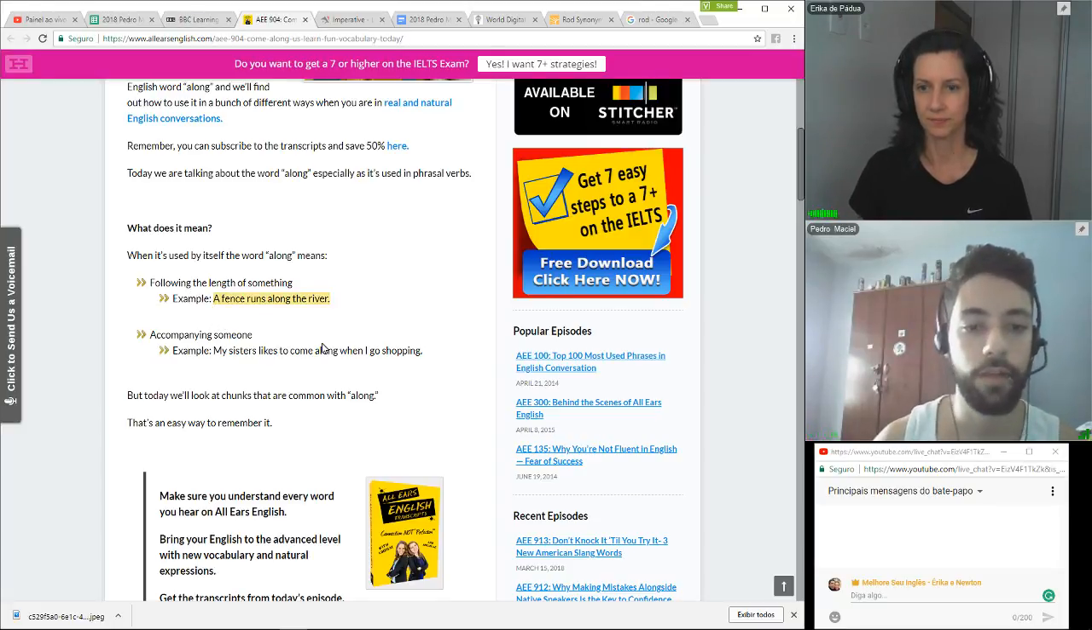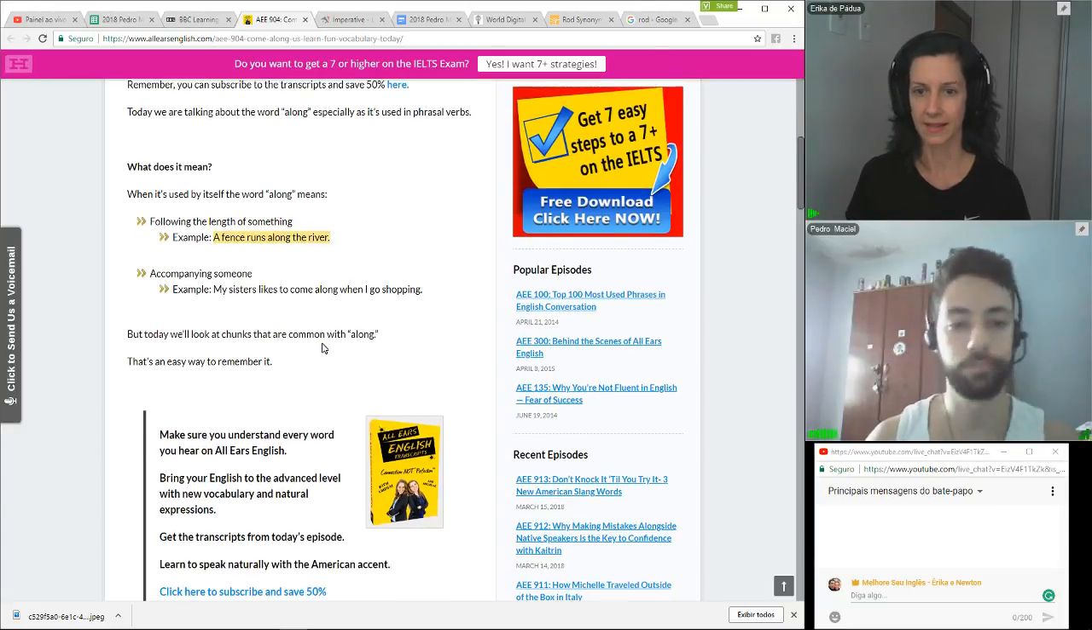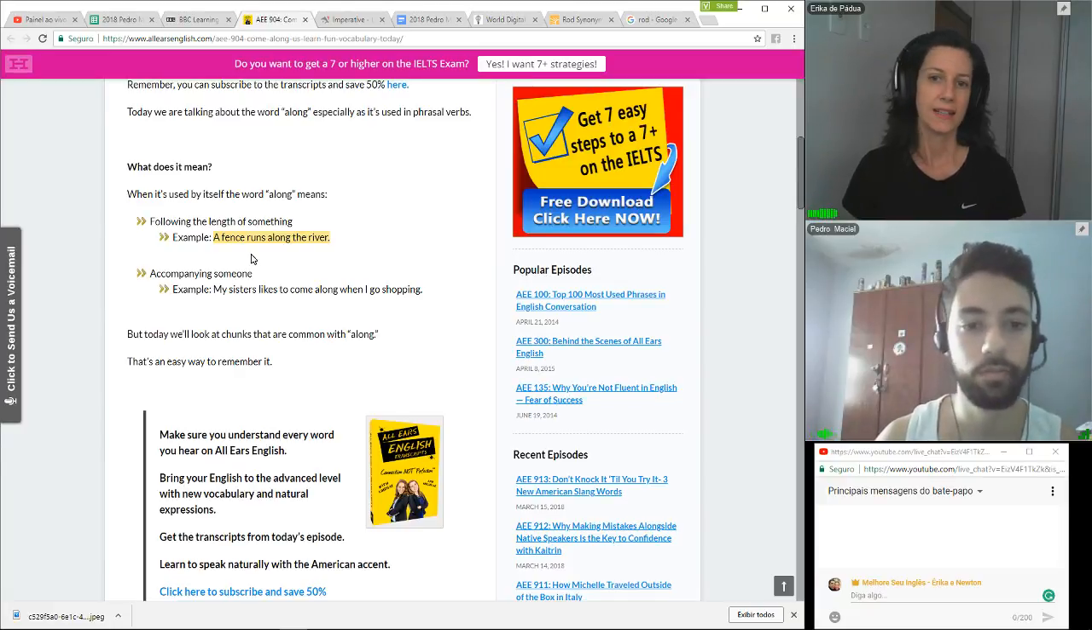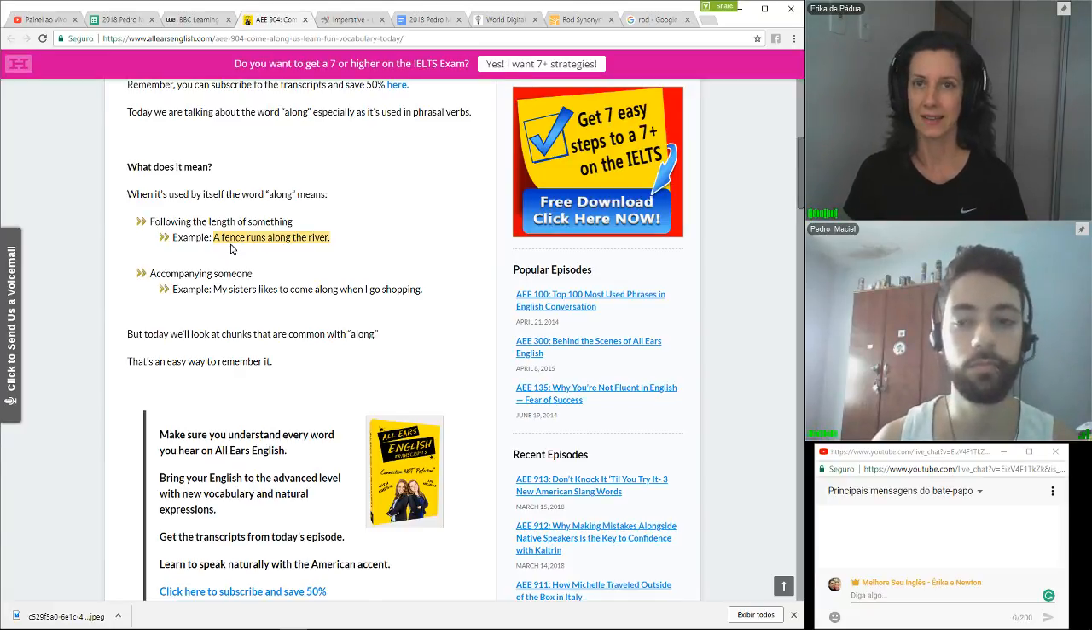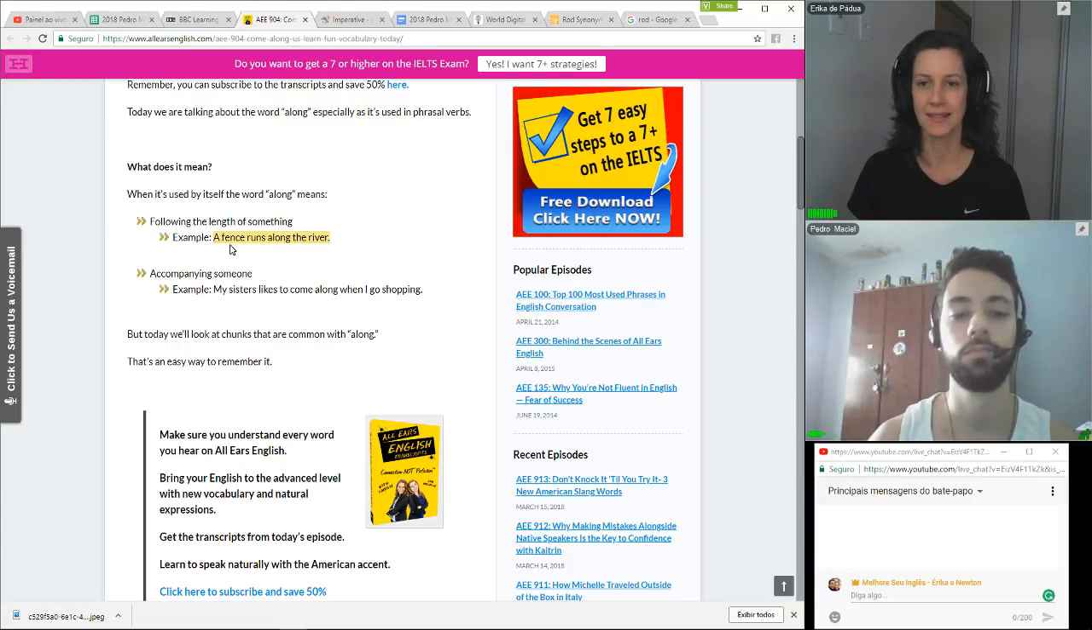A fence. A fence runs along the river. Yes. Runs along. It's interesting because fence é cerca, né? E a cerca, ela não corre como a gente corre, não tem pernas. Eu não sei se a gente usa o verbo correr para coisas inanimadas. A gente usa, né? Para coisas inanimadas. Sim. Inanimate things. But in English, it's possible to use run with something that is inanimate. A fence runs along the river.